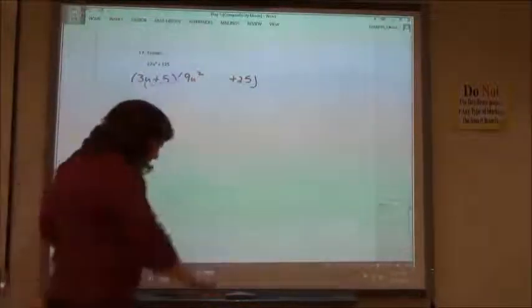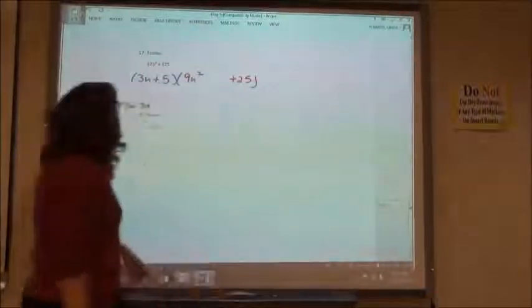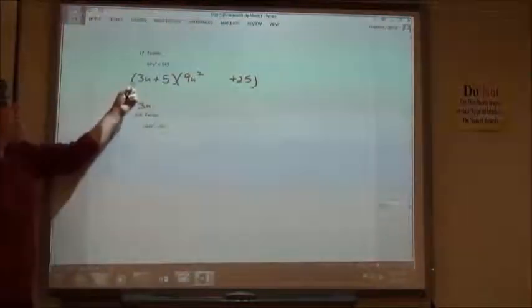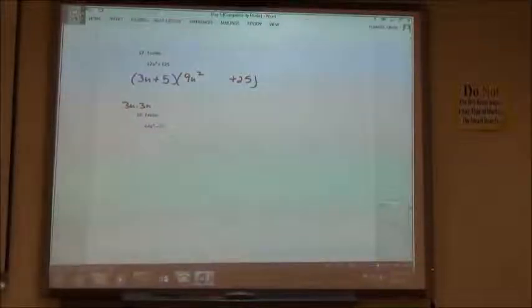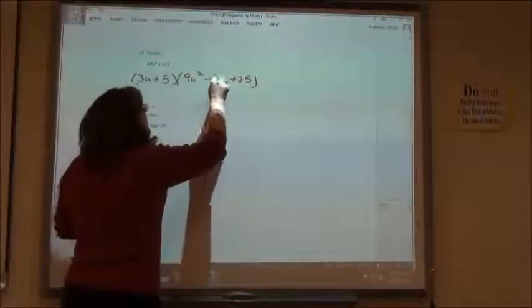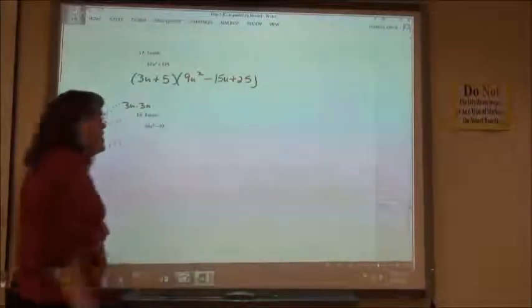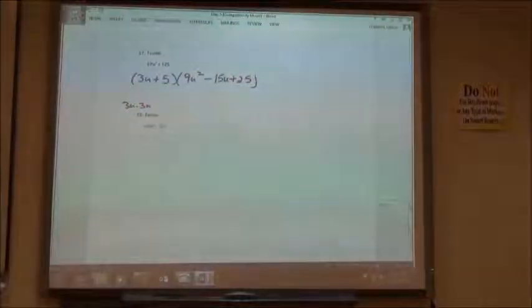Middle term's what cancels out all that extra stuff. It's the opposite sign, and I'm going to do the product of those two things. So the product of those two things would give me 3u times 5 is 15u. I want the opposite sign, so I'm going to have a minus 15u in the middle. And that's going to be my answer.